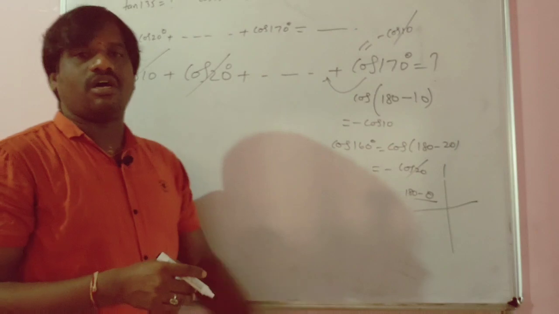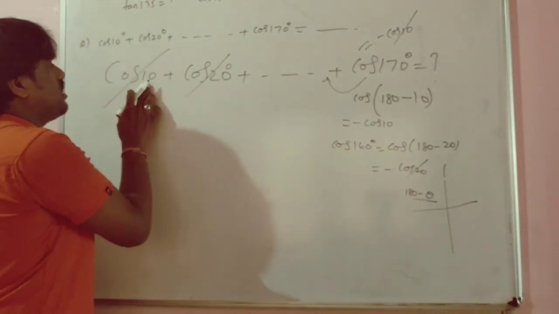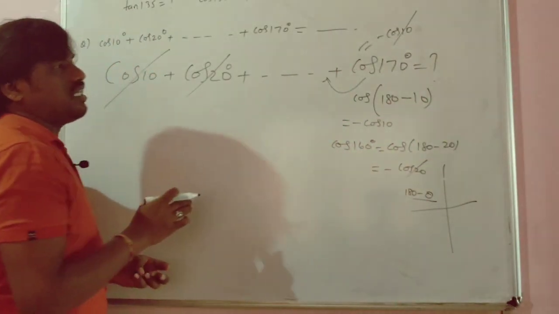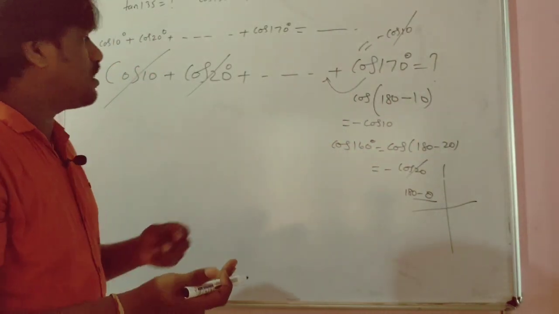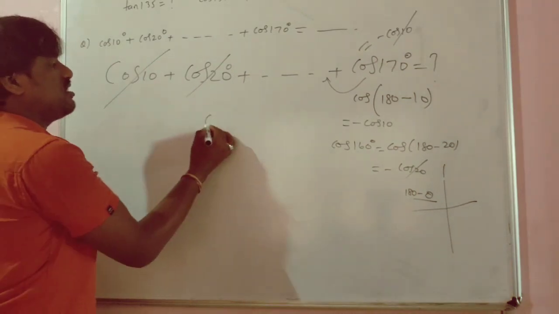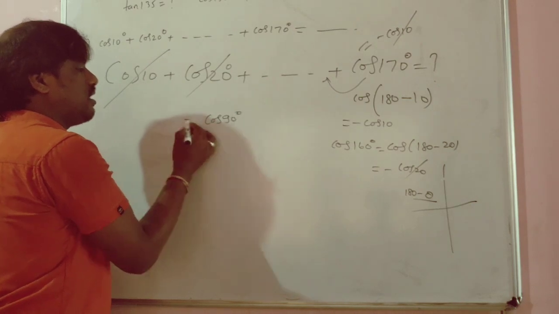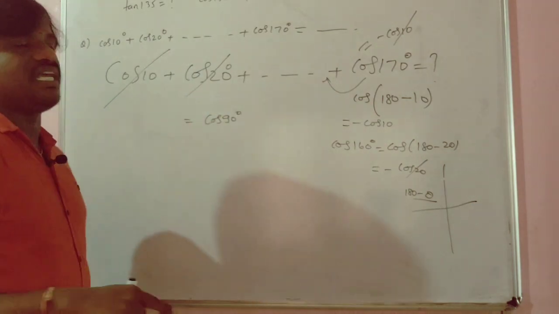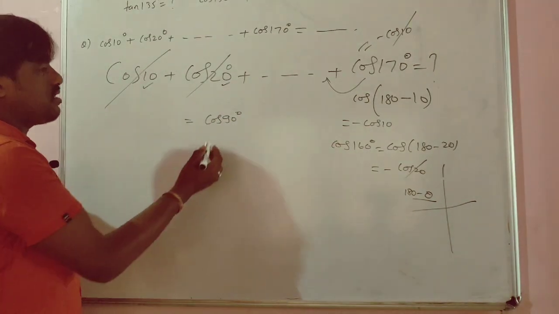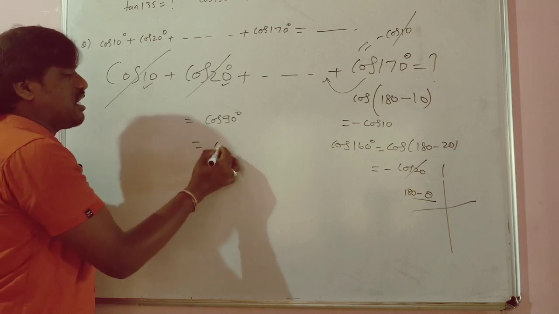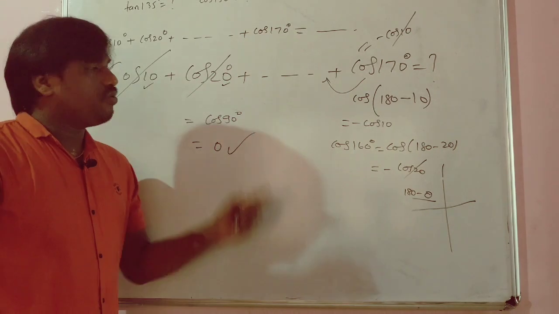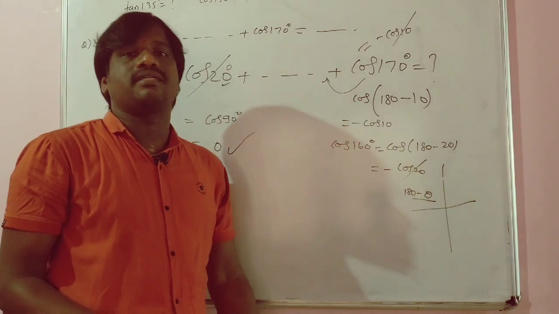So you can see that all will be cancelled, but from 10 to 170 there is an odd gap, not an even gap. All are not cancelled, so cos 90 is going to remain. You have learned AP also, so you can see that cos 90 is going to remain. So cos 90 degree value is how much? 0. So the answer is 0. Such kind of questions you want to solve, this allied angles topic is most important.